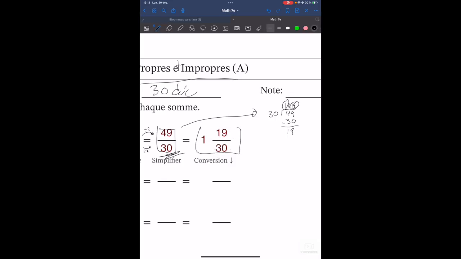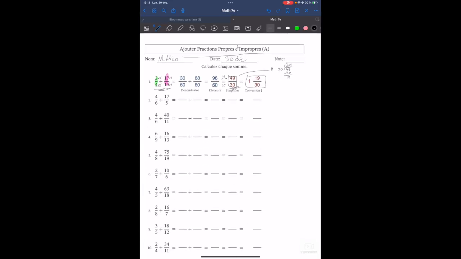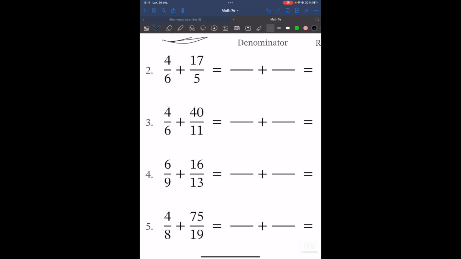I'll clean this up here. This is my final answer to this first addition. And we'll do another example together that doesn't have all the answers out there for us. And I'll also show you another way to do it.